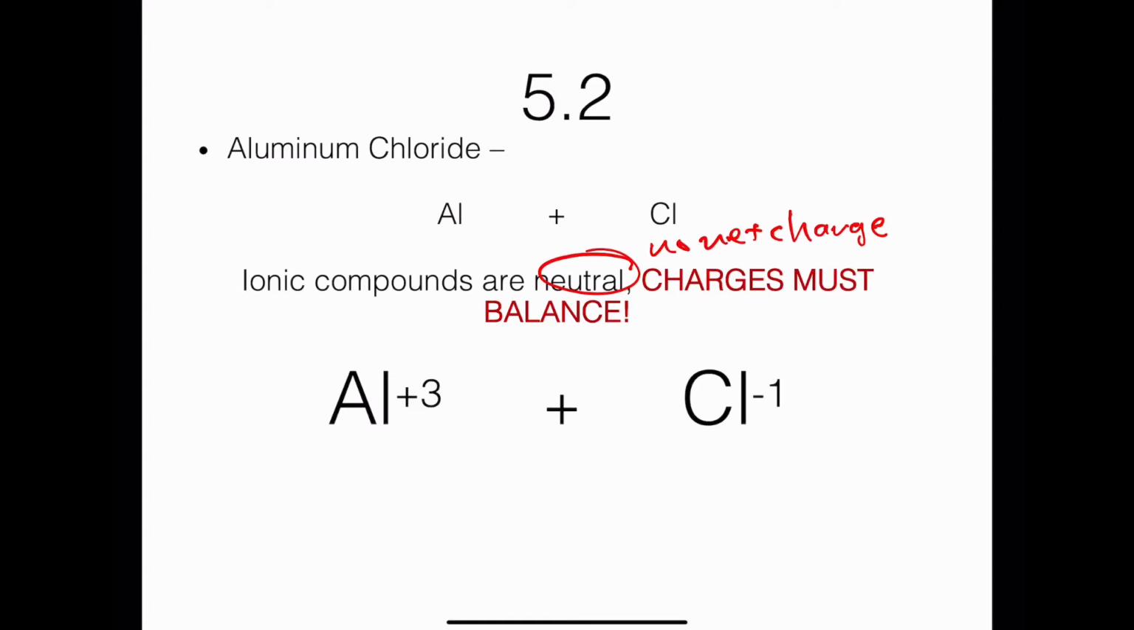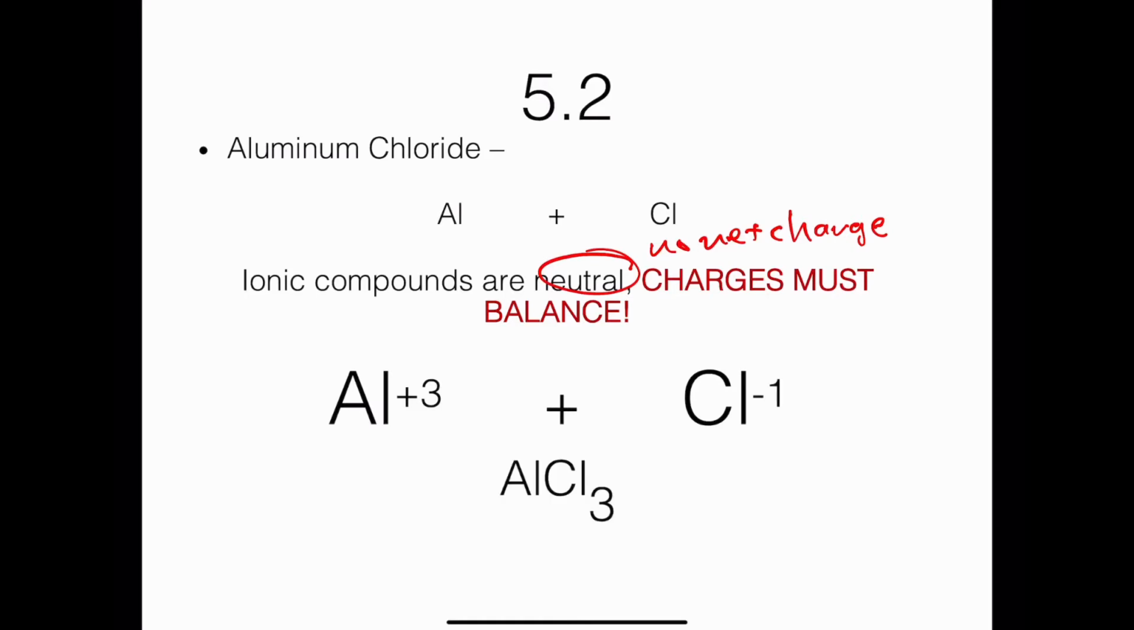1 aluminum would give me the charge of positive 3. 3 chlorine would be equal but opposite to that. So that would mean I would need 3 chlorine, which would give me a charge of negative 3 with all of those chlorines combined to balance out the charge of 1 aluminum. I need them to be equal but opposite.